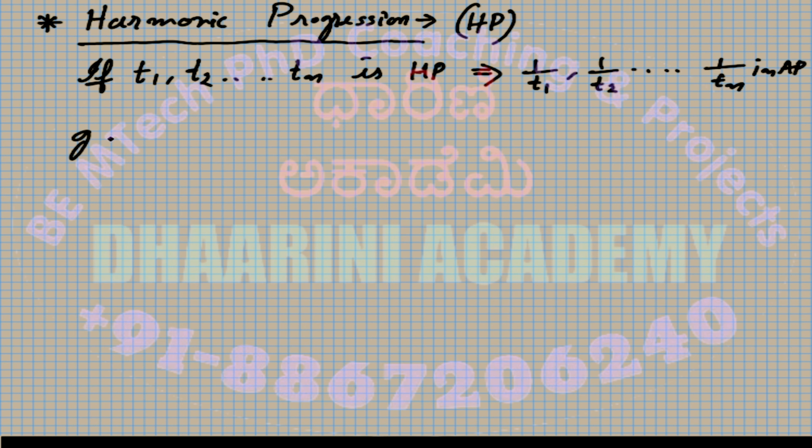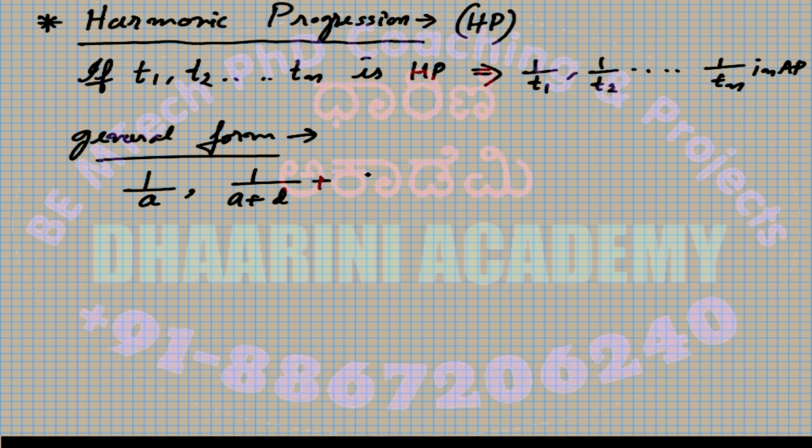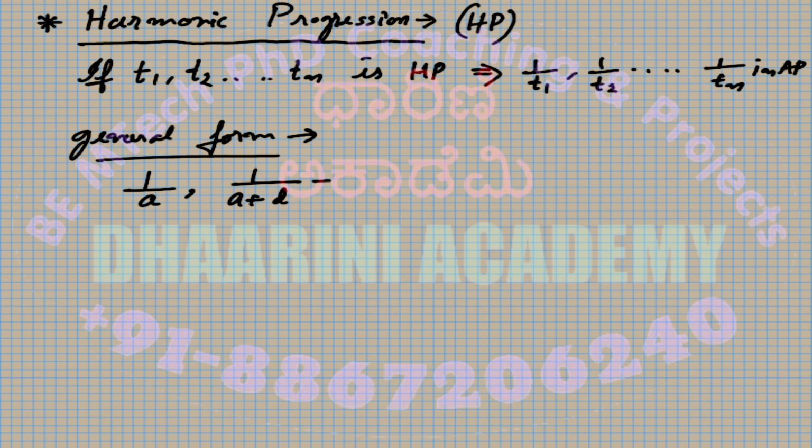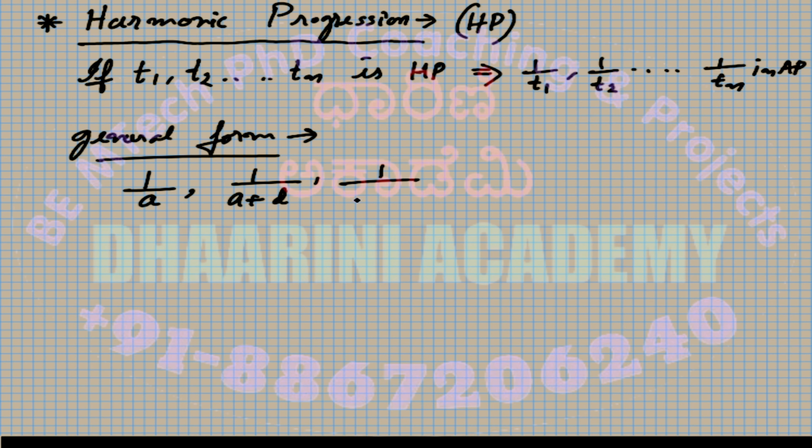So the general or the standard form should look like this. The inverse should be in AP. That means the general form should be 1 by the arithmetic progression, 1 divided by A plus a common difference. Okay, and the next term should be 1 divided by A plus 2D and so on. Like that, we can write multiple terms.